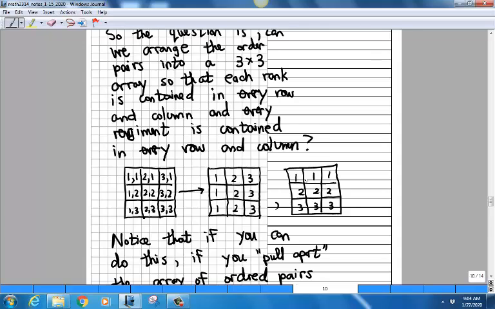When you superimpose the 2 Latin squares, you'll have a system where there's a rank and regiment in every row. So when I superimpose 2 Latin squares, I will have every rank in every row and column, and every regiment in every row and column, because this is the rank Latin square and this is the regiment Latin square.